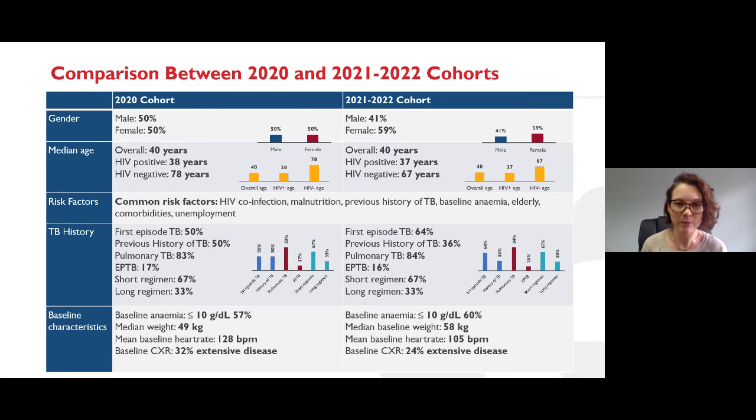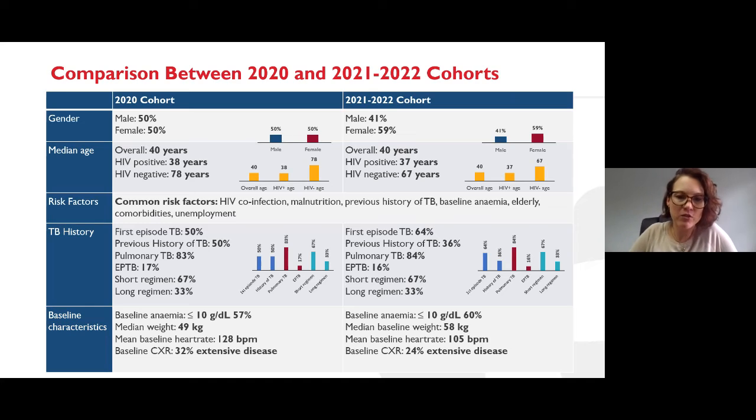cohorts, and we saw that similar picture of it being a much lower median age in those who are HIV positive compared to those who are HIV negative. So with our HIV negative cohort, it's really those in the elderly age groups that we need to be worrying about. For risk factors, it was very similar in terms of the things that were flagging up. There was HIV co-infection, malnutrition, history of TB, unemployment, baseline anemias, and old age.